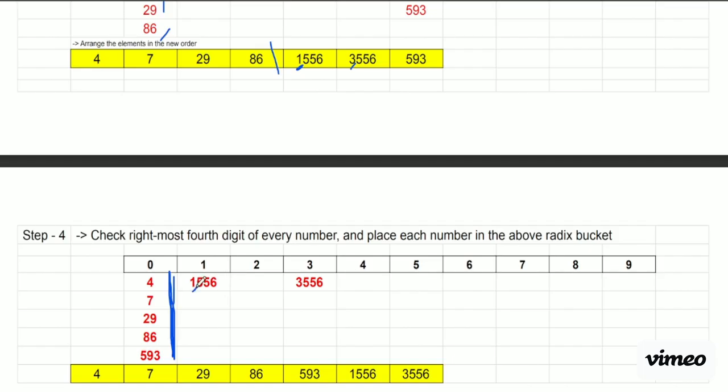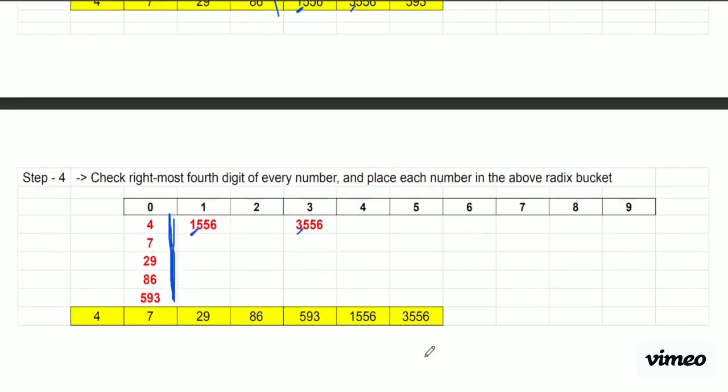Now 1556 is taken care of. It will come in the radix 1, and 3556 will be in the radix 3. We just write it in the correct order, and we see, voila, the whole thing has been sorted.